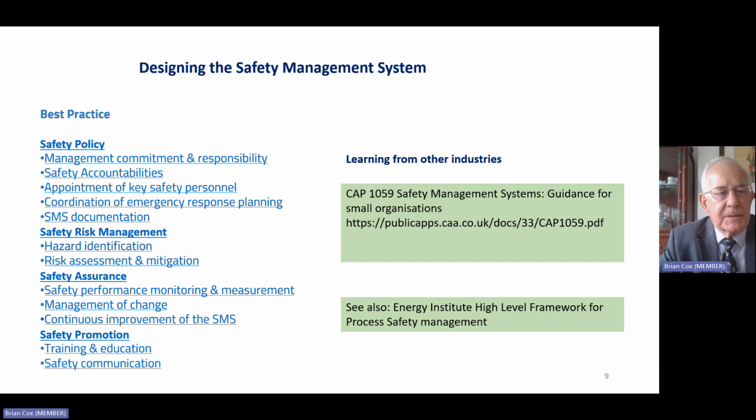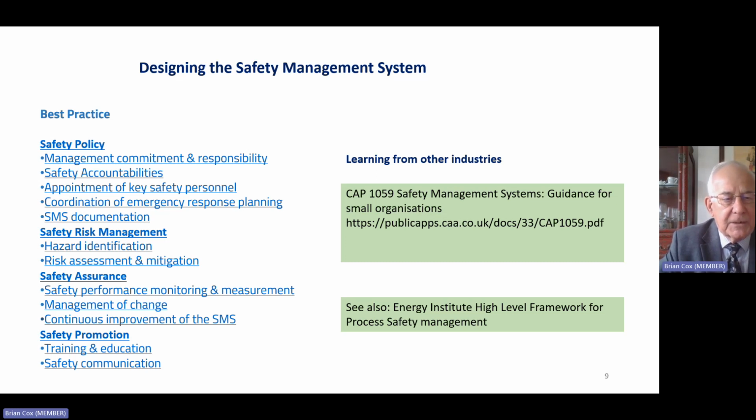The top bit, the safety policy, is really about accountability and leadership. I'll come back to all these in a minute. Safety risk management is really knowing what the risks in your building are, what the hazards are and how you control the risks. Safety assurance is checking your own performance, looking at management of change and continuous improvement.